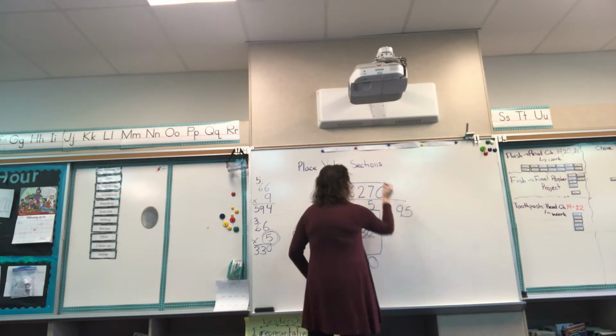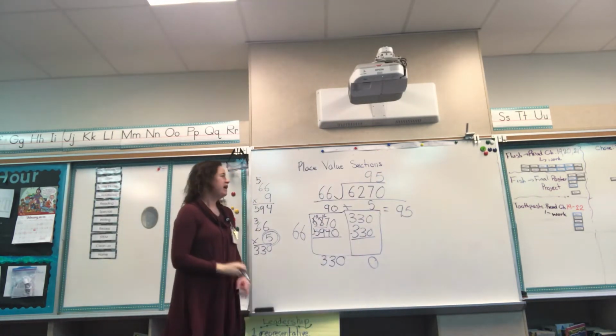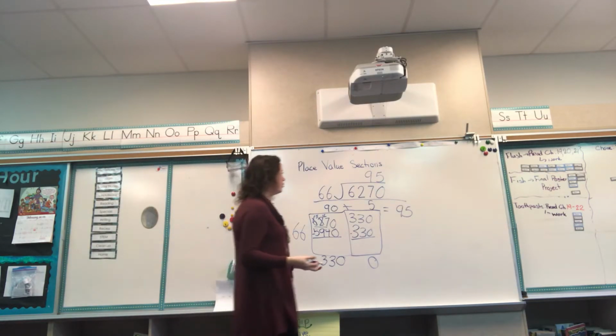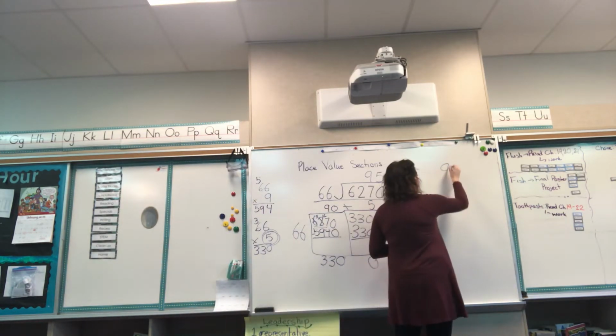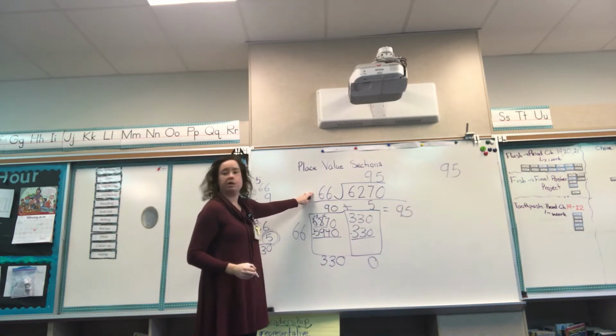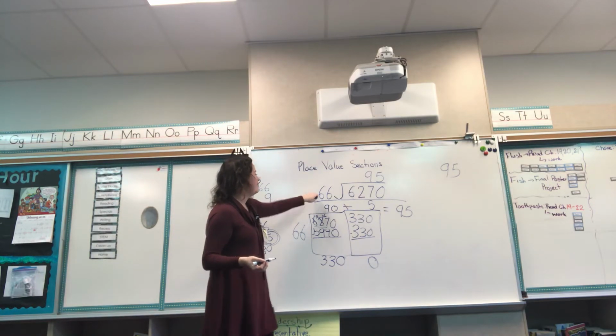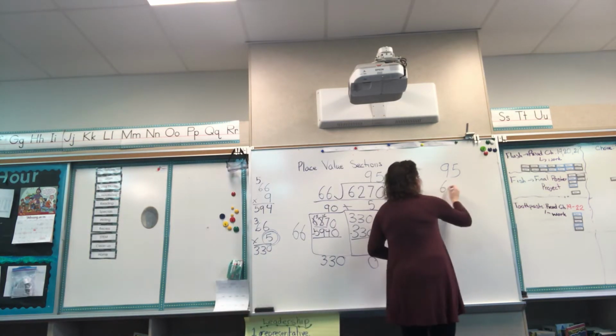So the answer to this problem is 95. You can always go back and double check your work by multiplying your quotient and your divisor. Your divisor, we say it two different ways. 95 by 66 to double check your work. So I'm going to go ahead and do that right now.